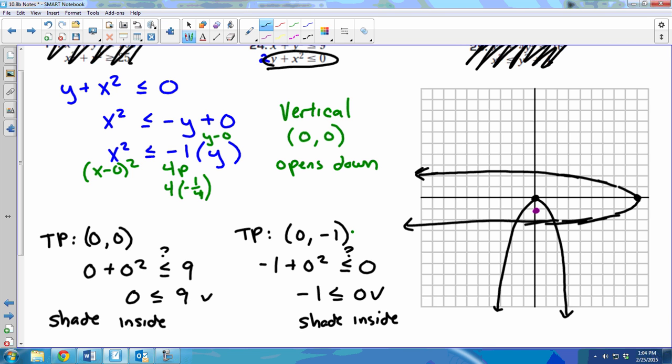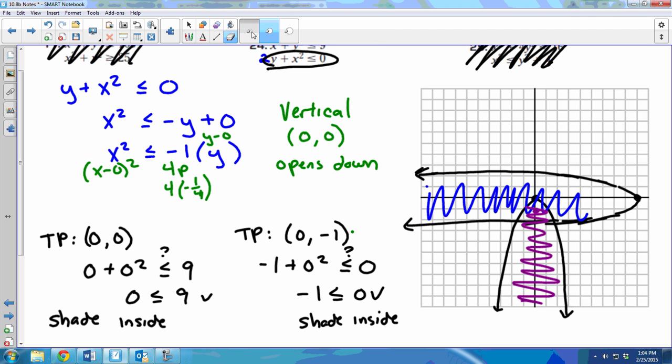So the last one I was supposed to shade all of this, right? And this one I'm supposed to shade all of this. So the only actual part I'm supposed to shade is where it overlaps, right? Which is the little teeny part.